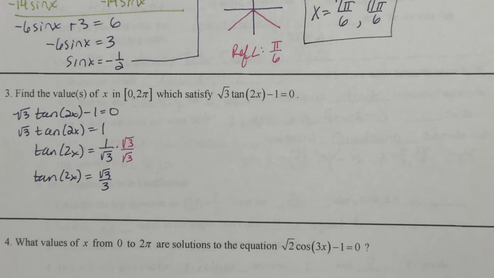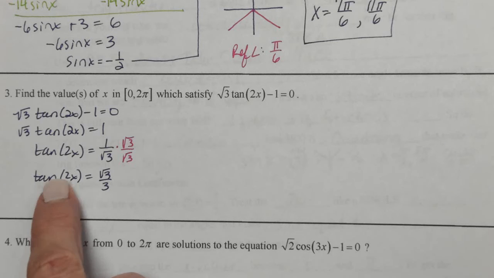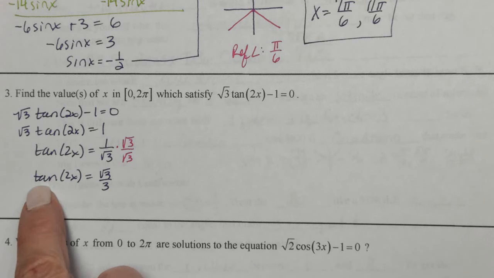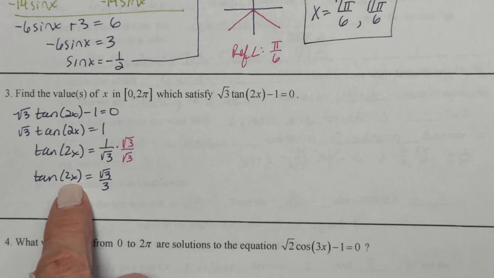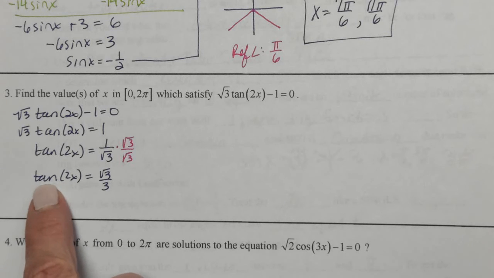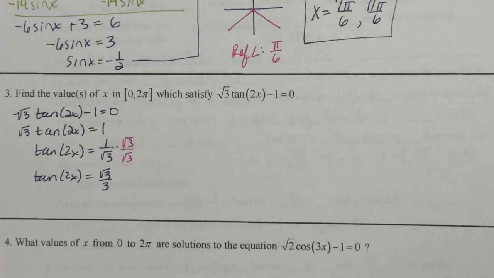Okay, you guys, it is very, very important. Do not divide by 2x. This is the argument of the trig function. It does not mean tangent times 2x. That is not what that means. This is function notation. You do not divide by that 2x. You never divide by the argument of the trig function. It is stuck on there like glue. Never divide by it. Okay?